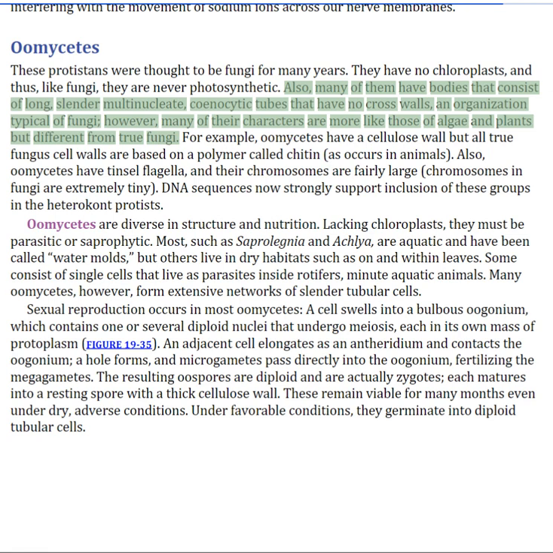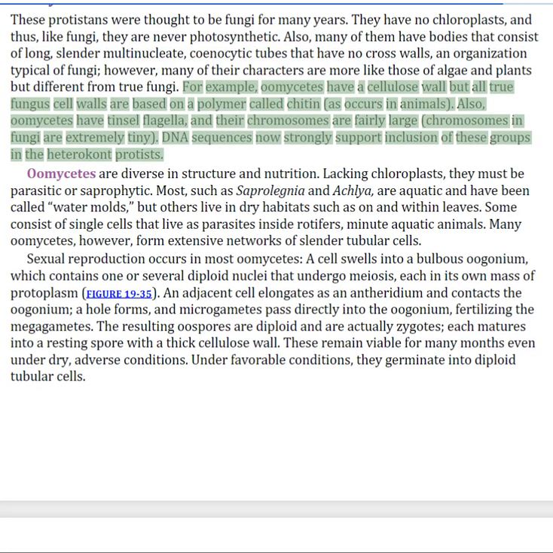However, many of their characters are more like those of algae and plants but different from true fungi. For example, Oomycetes have a cellulose wall but all true fungus cell walls are based on a polymer called chitin. Also, Oomycetes have tinsel flagella, and their chromosomes are fairly large. DNA sequences now strongly support inclusion of these groups in the heterocont protists.